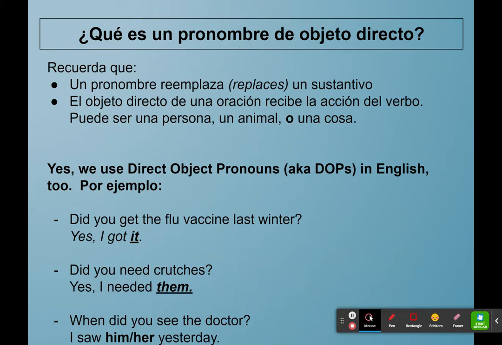It is very, very important to remember that a direct object can be a thing in addition to a person or an animal, because when we get to indirect objects, it's one of the big things that differentiates between the two.